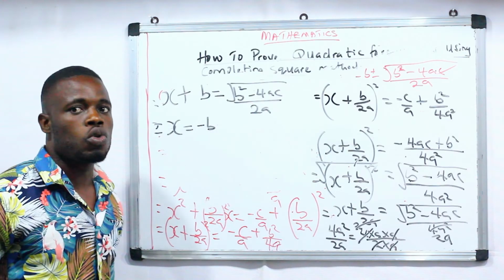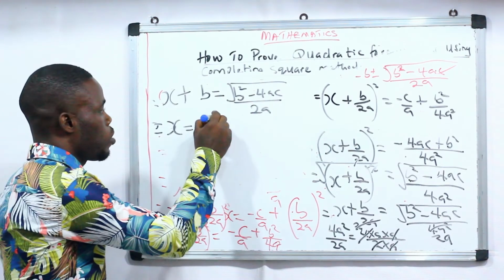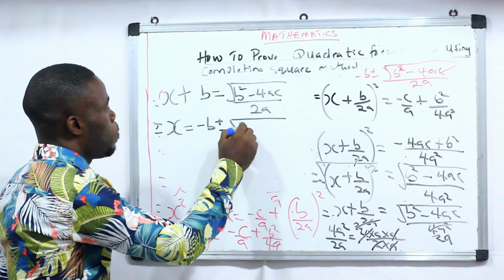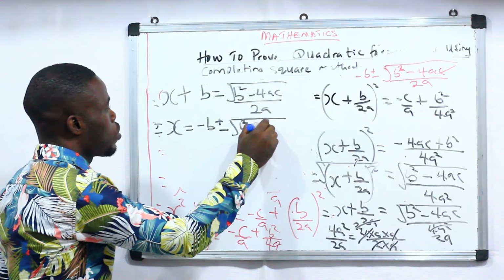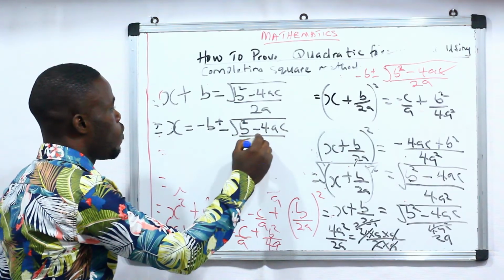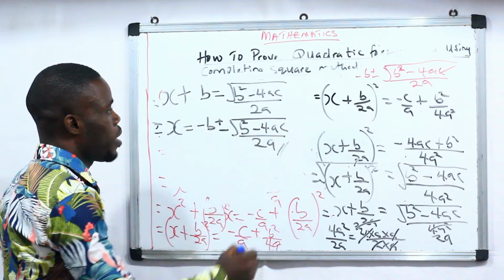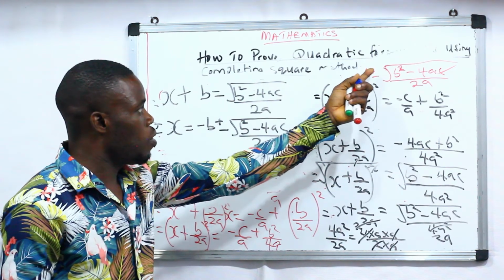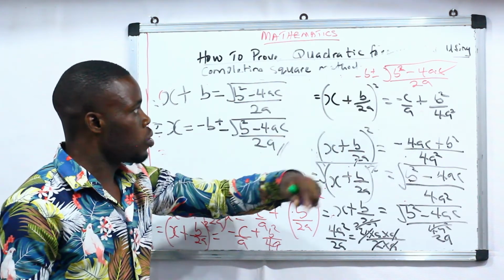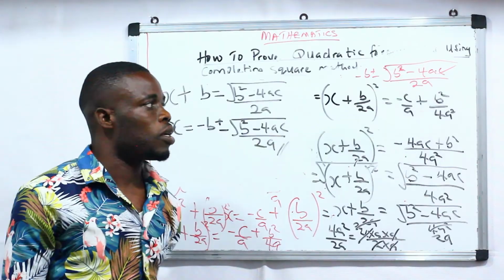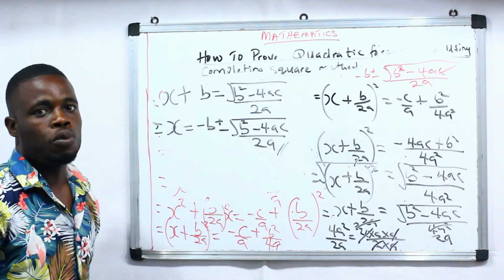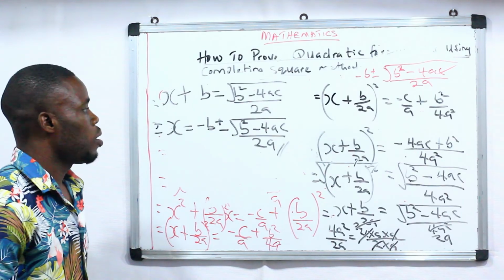So we introduce plus and minus the square root of b square minus 4ac over 2a. This is the final answer. We can see that what we have here is minus b plus or minus the square root of b square minus 4ac over 2a. The same thing we have here. So this is how to prove the almighty formula.